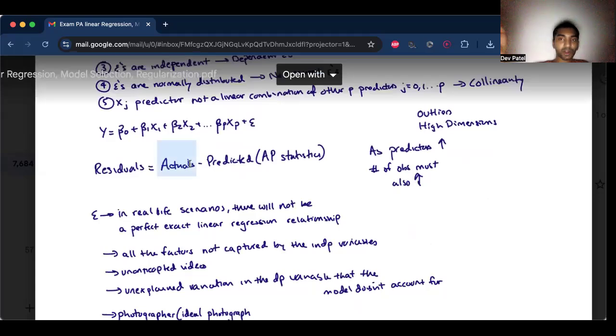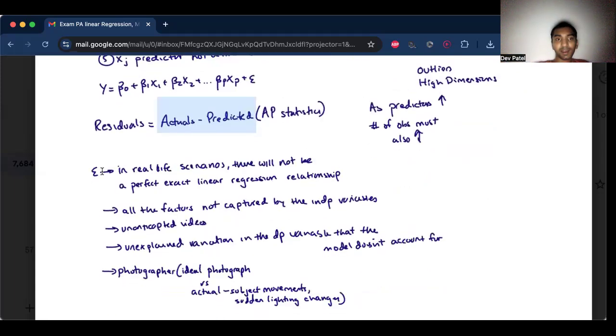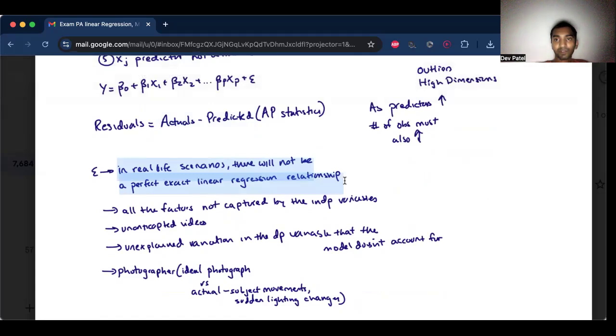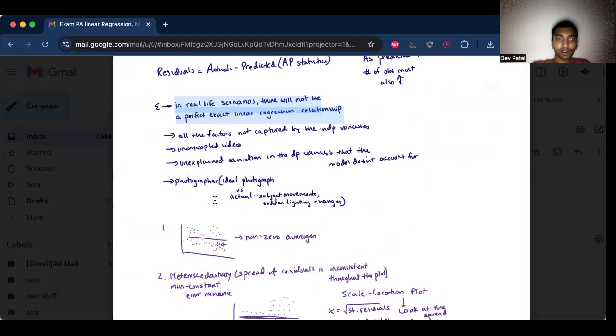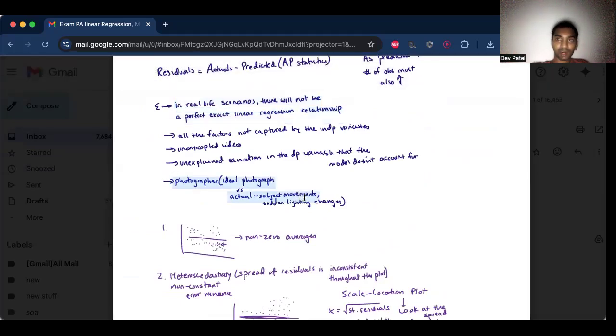If you're taking AP statistics, you can think of residuals as actuals minus predicted. We talked about errors and what those represent: the unexplained variation that's not captured by the other independent variables in our model. And we gave the analogy of a photographer, an ideal photograph versus the actual photograph he takes, with a lot of changes that are not accounted for and not expected.